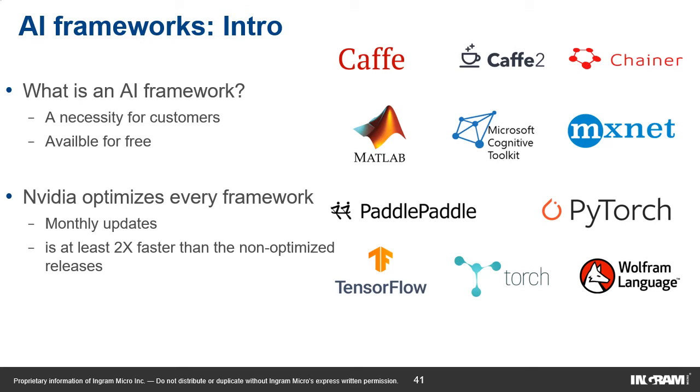When a new version of the framework comes out, Nvidia takes its code and optimizes it for Nvidia GPUs and makes the optimized version available for public use. Optimization of the framework is also done whenever a new CUDA version is released or a new GPU comes out. Hence, there are monthly releases of the optimized frameworks. The optimized versions from Nvidia are at least 2 times faster than the community version, so always download the optimized one for your customer.